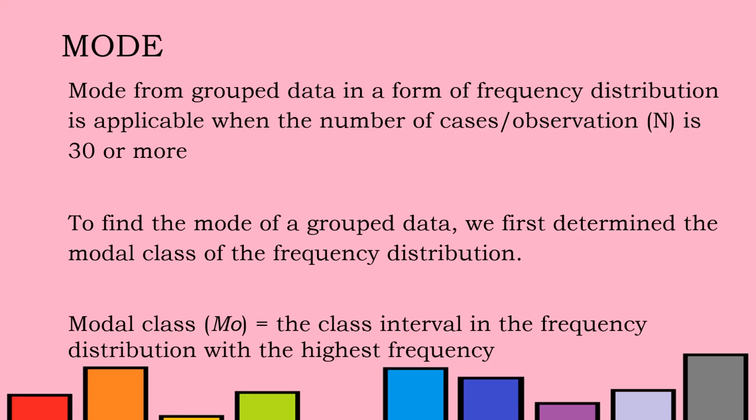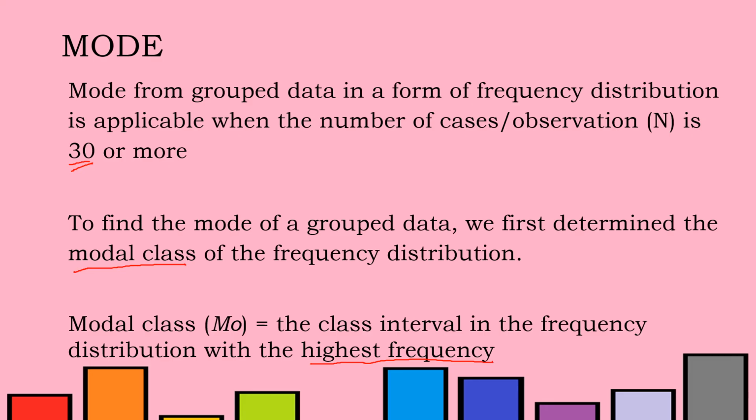Let's proceed to mode. Mode from group data in a form of frequency distribution is applicable when number of cases or observation n is 30 or more. So, hindi pwedeng mas mababa sa 30. To find the mode of a group data, we first determine the modal class. So, same lang naman ng ungroup data, kung ano yung most or greatest frequency. Okay? And then modal class, the class interval in the frequency distribution with highest frequency.